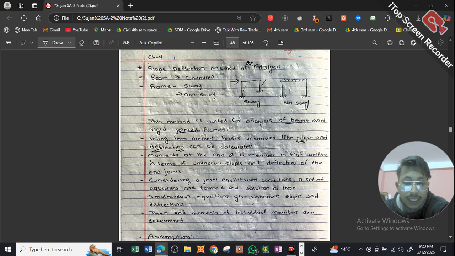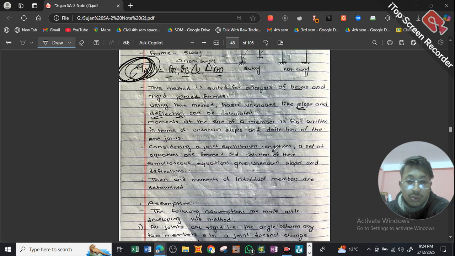A moment at the end of a member is first written in terms of unknown slope and deflection of end joints. So in order to solve by using the slope deflection method of analysis, we are going to write the moment at the end of a member. So the moment at the end of a member, let's say MAB, will be written in terms of slopes and deflections. Utilizing this, we'll be finding our unknown moment. How we'll calculate that, I'll tell you in the further part of the video.